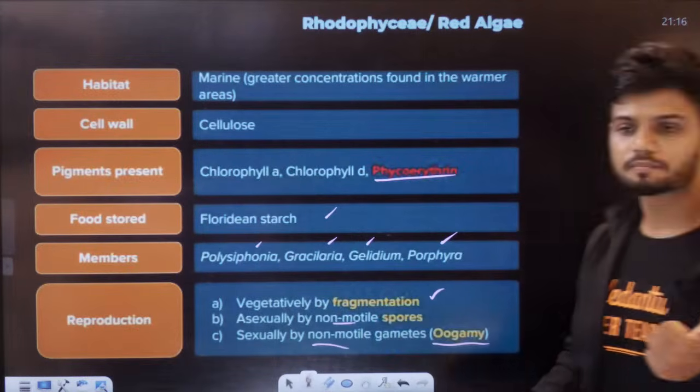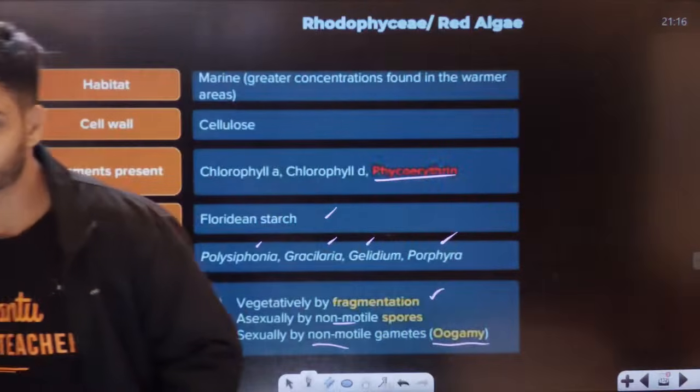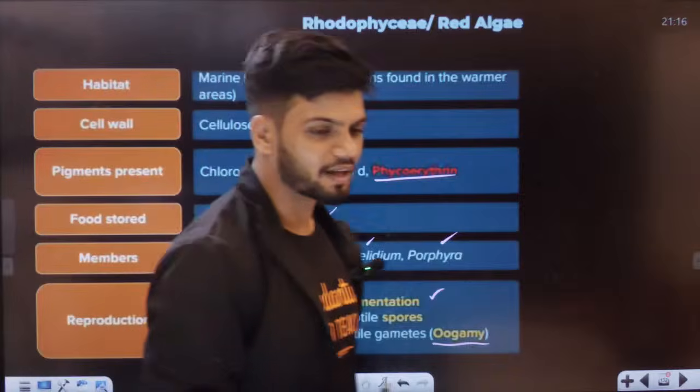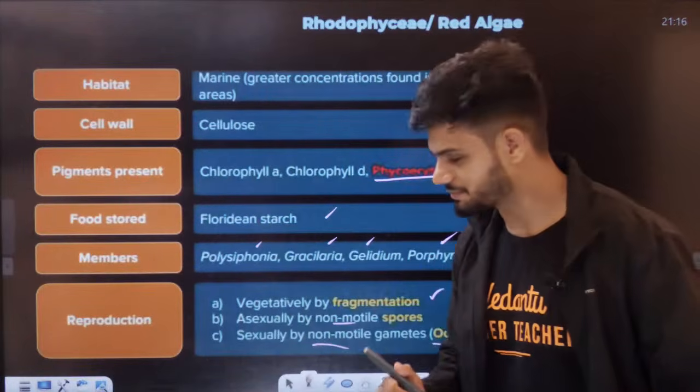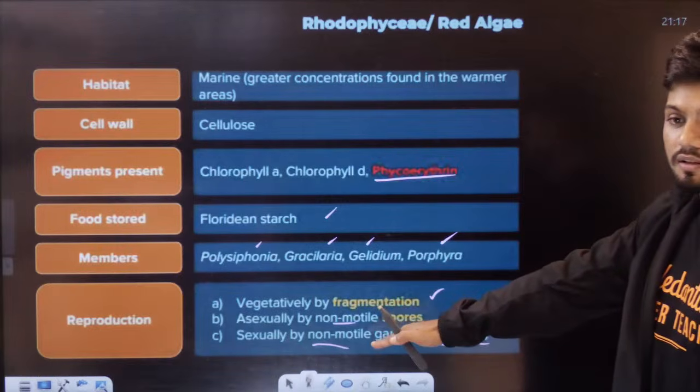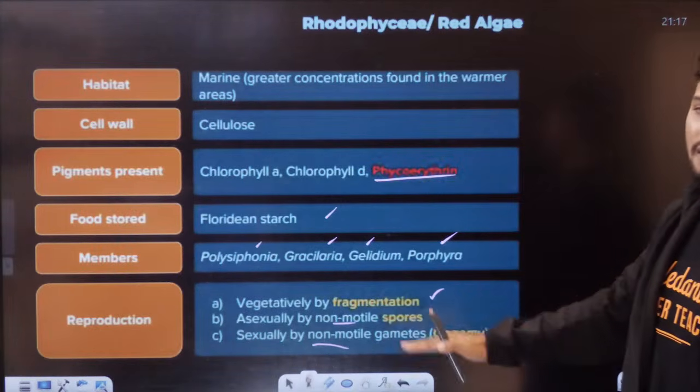Why non-motile? Students, why do we have non-motile here? Shinchan is very rich. Shinchan is a rich person. We are poor people here. Why non-motile? Non-motile because flagella is sleeping.